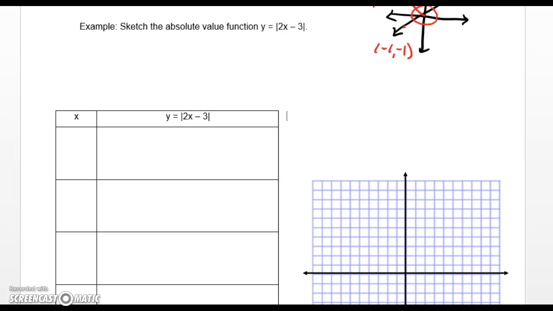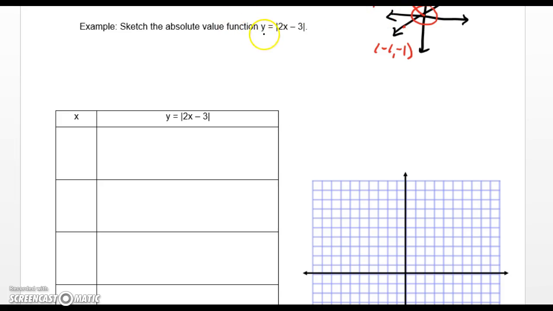Here we're going to sketch the absolute value function y is equal to the absolute value of 2x minus 3. As I just said, we need to make sure we show this little intersection point on our graph. So what we need to do is find that value, and then that will go in the middle of our table of values. Then we'll choose a couple values above, a couple values below. As I said, this value right here is when y is equal to 0.